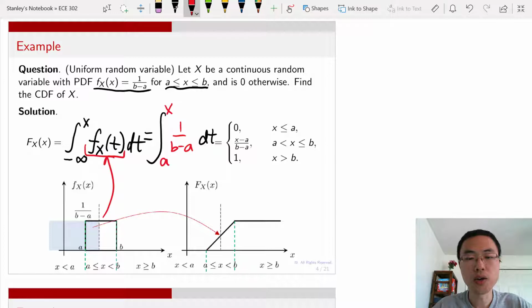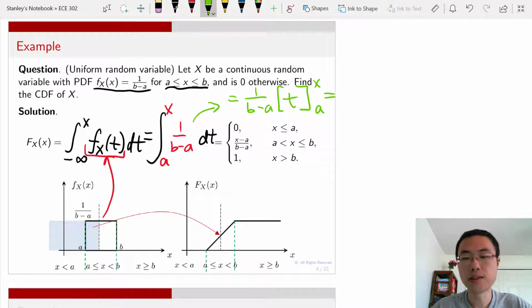So you put this upper and lower limit into this equation, and then you can start to calculate this integral. And this calculation is just simple calculus. How do we do that? Well, this integration is 1 over b minus a, and it's a constant, so you can pull it out from the integration. And then you have this dt. This t, we want to evaluate with the lower limit a and the upper limit x, and then this integration would be x minus a divided by b minus a.